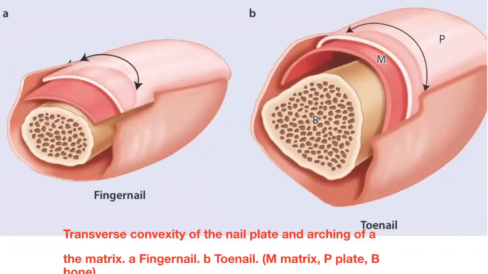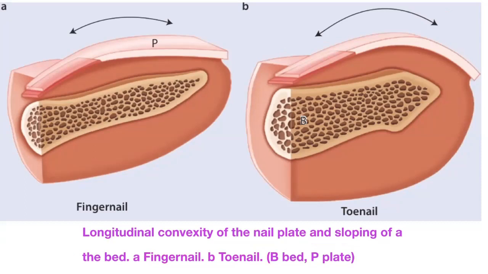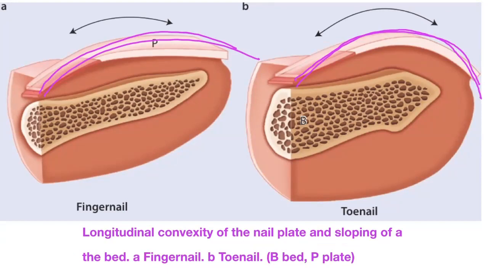And also the transverse axis. Transverse convexity of the nail plate and arching of the matrix. You see, the arch is very low here in the fingernail, whereas in the toenail the convexity is greater. Coming to the longitudinal convexity, here also in the toenail there is more longitudinal convexity in comparison to the fingernail.